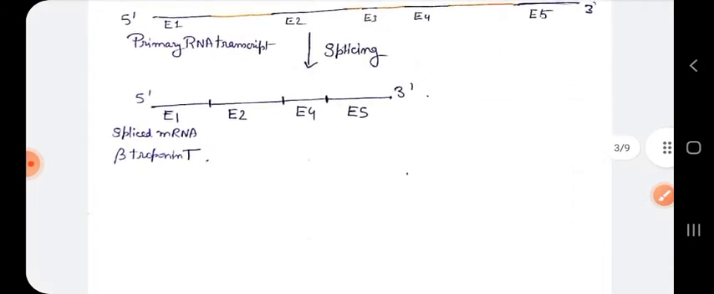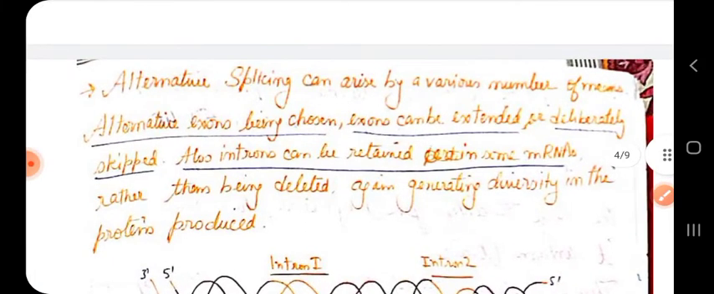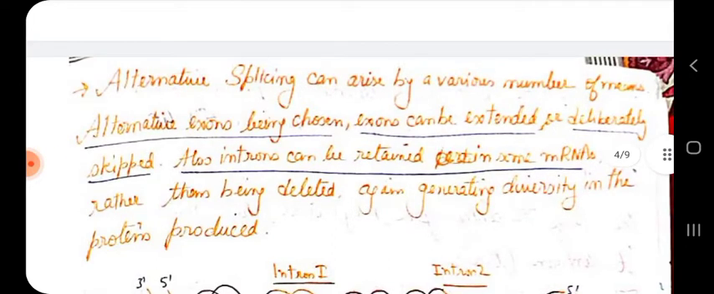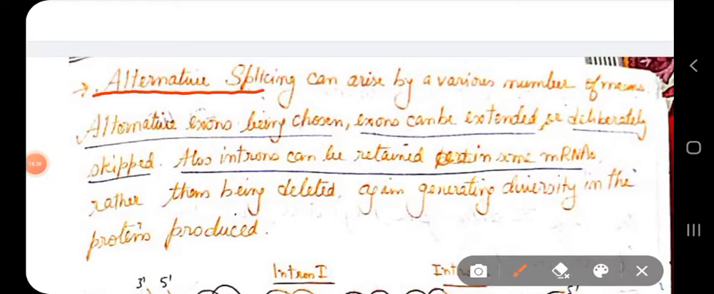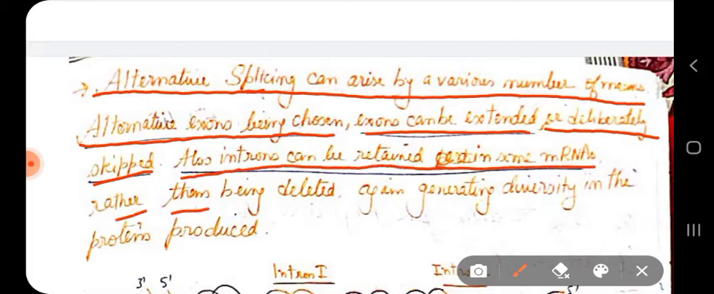Now let us move to the next page. Now it is written here, I hope you can see it, it's a little bit hazy. Alternative splicing can arise by various means. Alternative exon being chosen. Exons can be extended or deliberately skipped. Also, introns can be retained in some mRNA rather than being deleted, again generating a diversity in the protein produced.